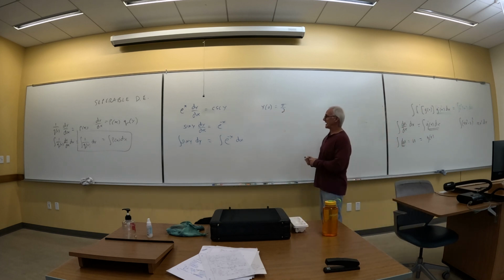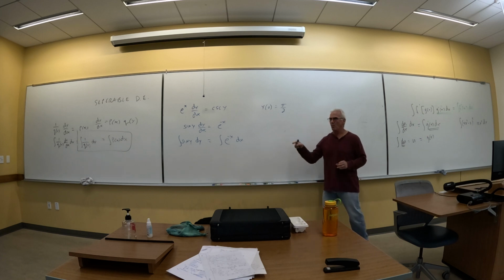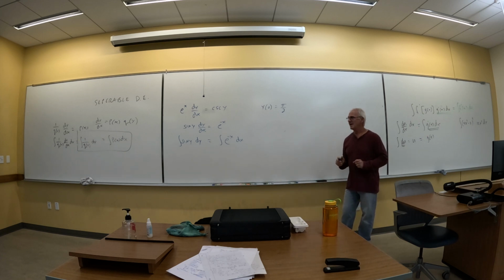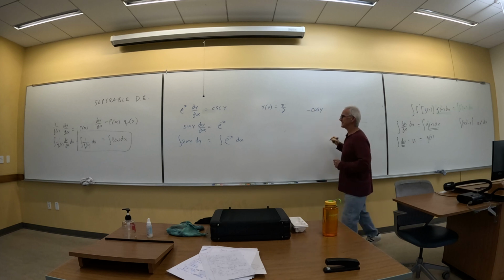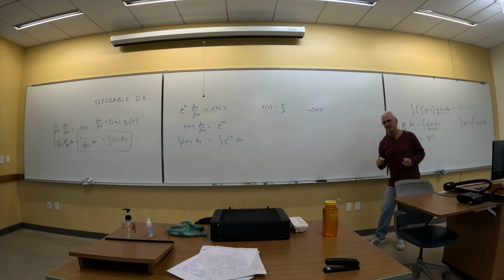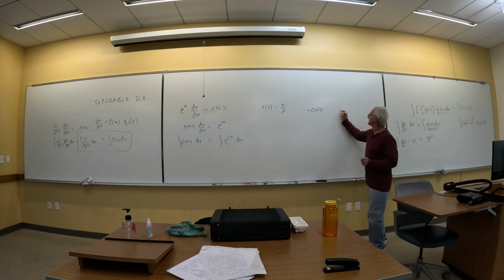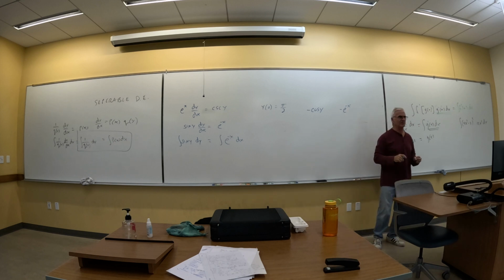So, what's the antiderivative of sine y dy? I'll put up here, negative cosine y. What's the antiderivative of e to the negative x? Negative e to the negative x. Now there should be a plus c or something. Do I put a plus c on both sides?